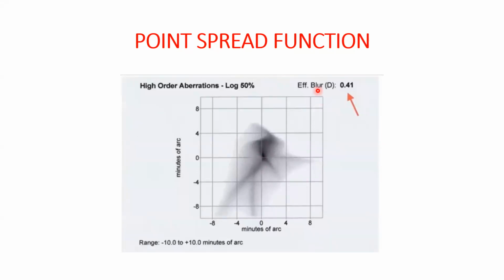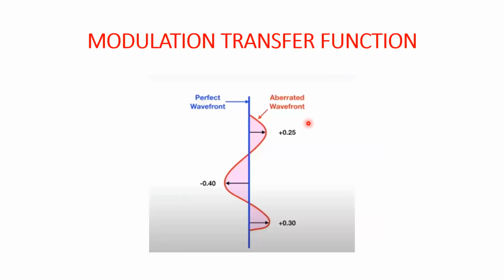In point spread function, we also see an effective blur, which is measured in diopters. In this case, it is 0.41. I don't want to get into the details of this. I'm just making you aware of the terms. Coming to modulation transfer function, like I mentioned before, it just quantifies the amount of aberrations. It does not tell us which aberration accounts for how much, like what is the contribution of each higher order aberration in that total, but we get a rough idea as to how much it is aberrated from an ideal plane.